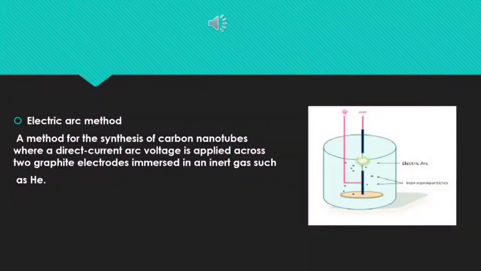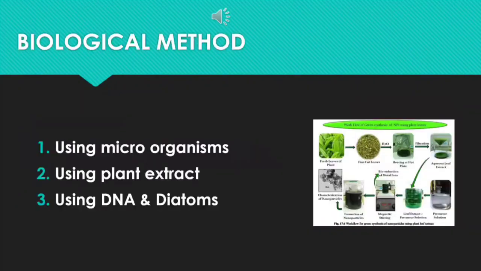And the third one is the electric arc method, a method for synthesis of carbon nanotubes. Current arc voltage is applied across immersed inert gas such as helium. Now let's discuss the biological method for synthesis of nanomaterials.